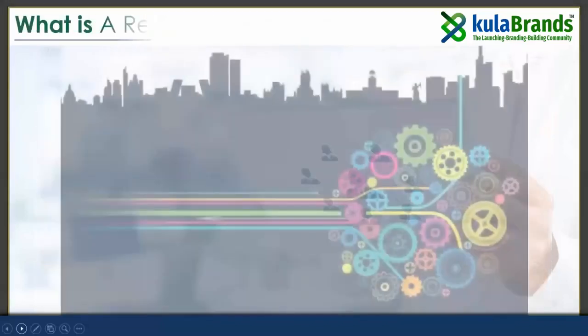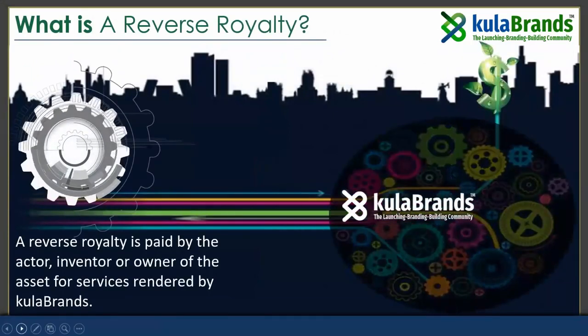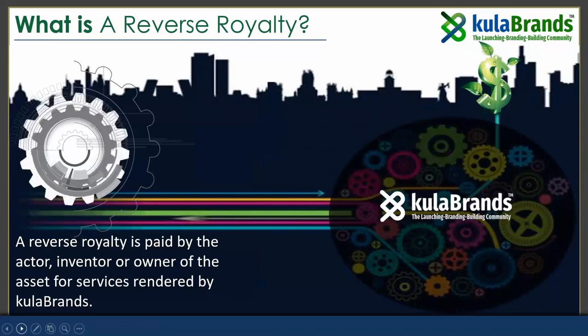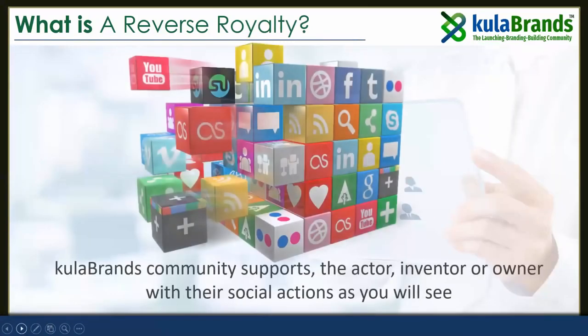What is a reverse royalty? A reverse royalty is paid by the actor, inventor, or owner of the asset for services rendered by KulaBrands. Now you may ask yourself, if they're used to getting a royalty, why would they pay a royalty? Well, because they need things in order to help their projects become successful. So KulaBrands community supports the actor and inventor and owner with their social actions, as you will see.